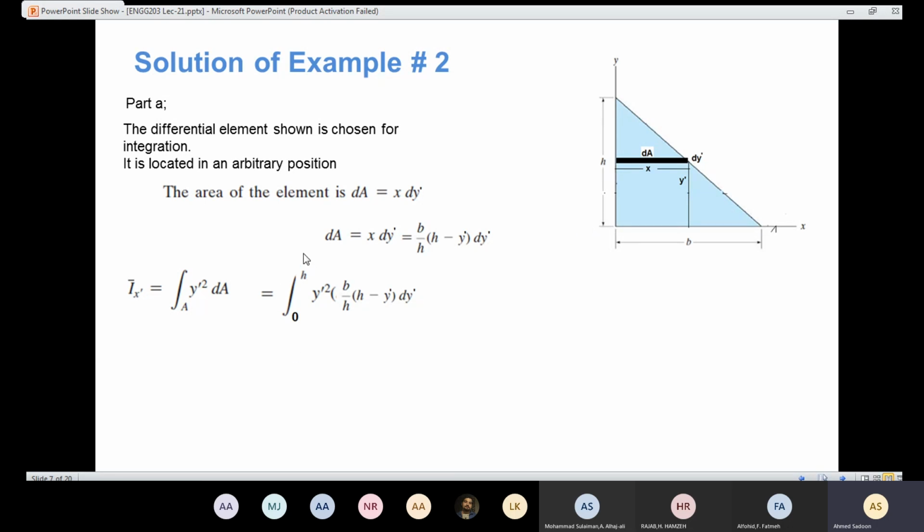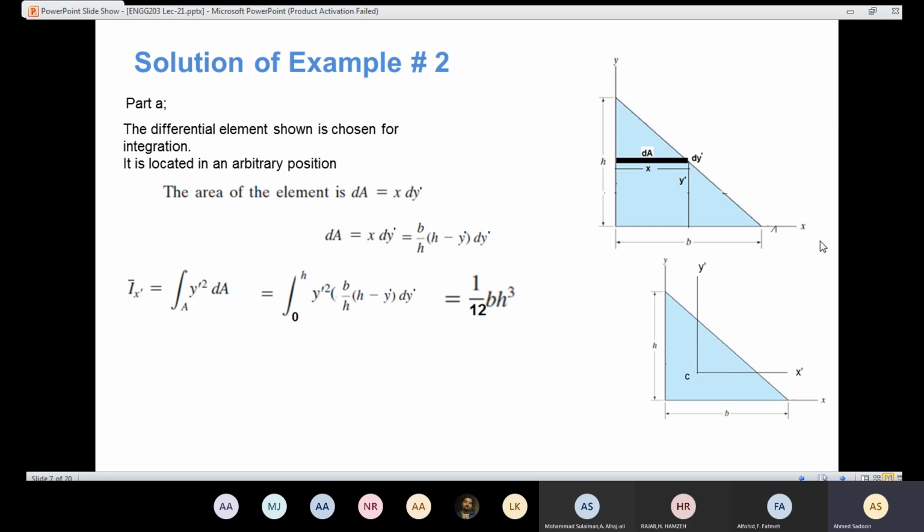Again, the integration limit is very important. Here, x is not dash because it should be without bar. So now, if I'm going to evaluate this integration, the integration came out to be 1 over 12 bh cubed. But about which axis? About this axis.